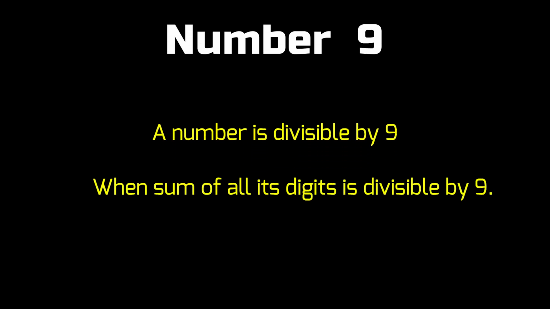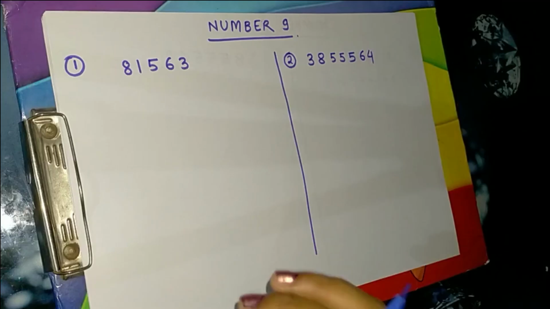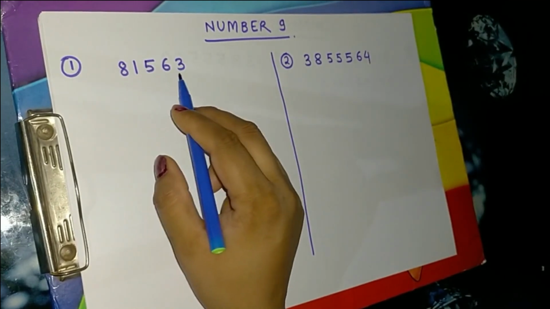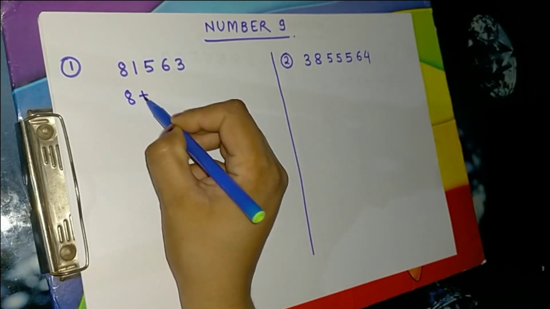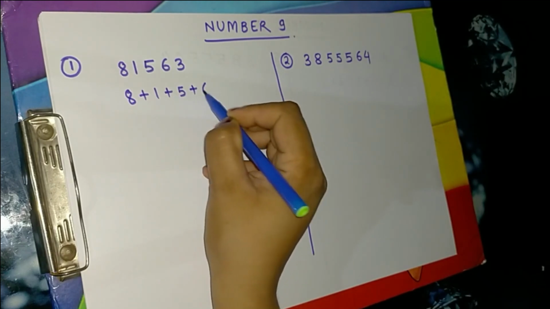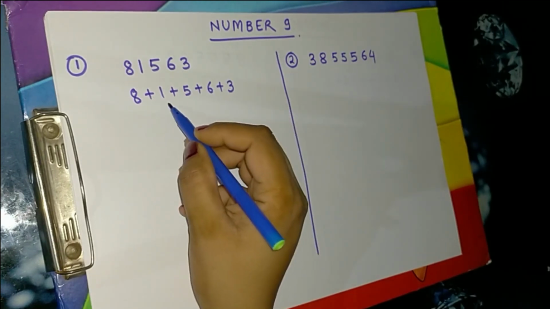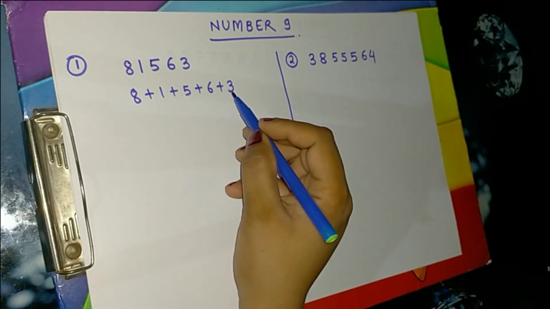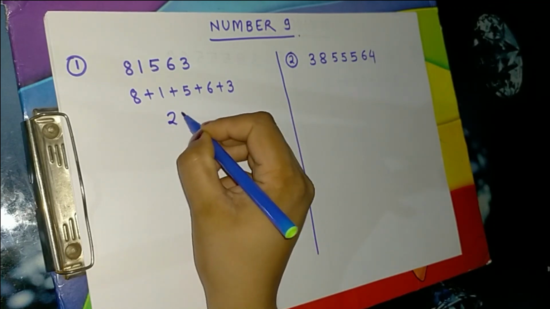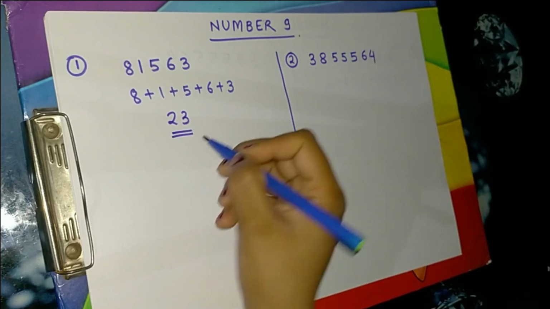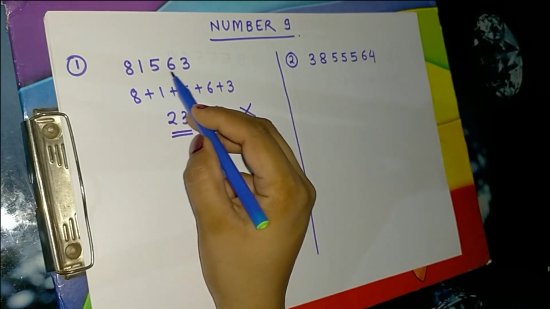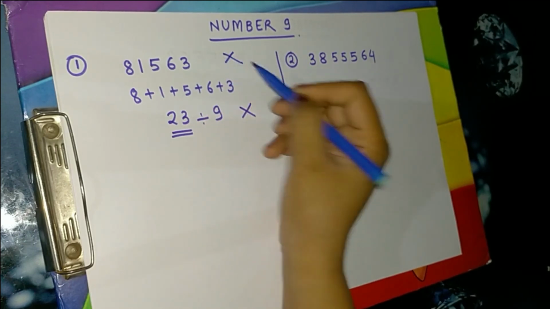A number is divisible by 9 when the sum of all its digits is divisible by 9. For example, here we have two numbers. Our first number is 81,563, and when we add individual digits of this number like this, 8 plus 1, 9, 9 plus 5, 14, 14 plus 6, 20, and 20 plus 3, 23. And we know that this 23 is not divisible by 9. So here we can say that 81,563 will also be not divisible by 9.